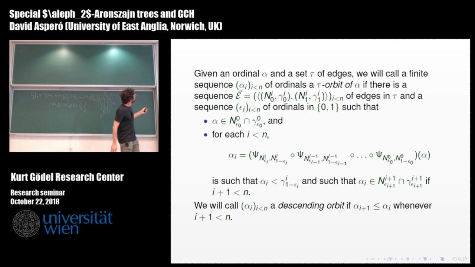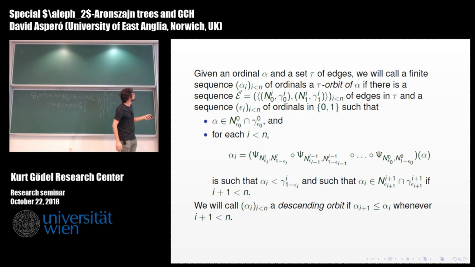Now, given an ordinal alpha and a set tau of edges, I'll call a finite sequence of alpha i's of ordinals a tau orbit if I can go from alpha to each of the alpha i's via some of these edges in the relevant set. And here I allow going in any direction: in the intended direction, which is to the past, but also into the future.